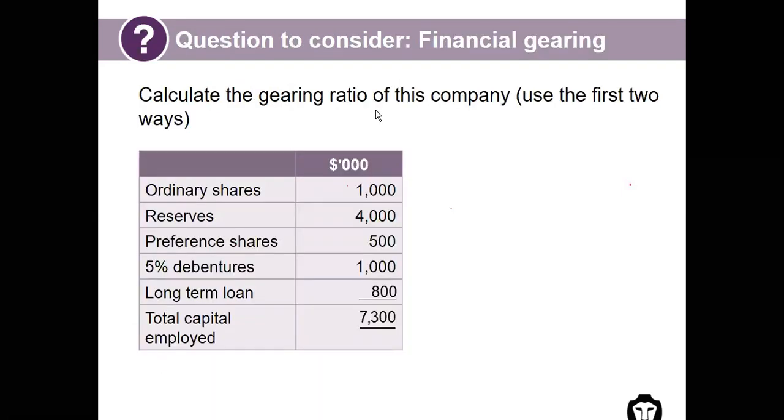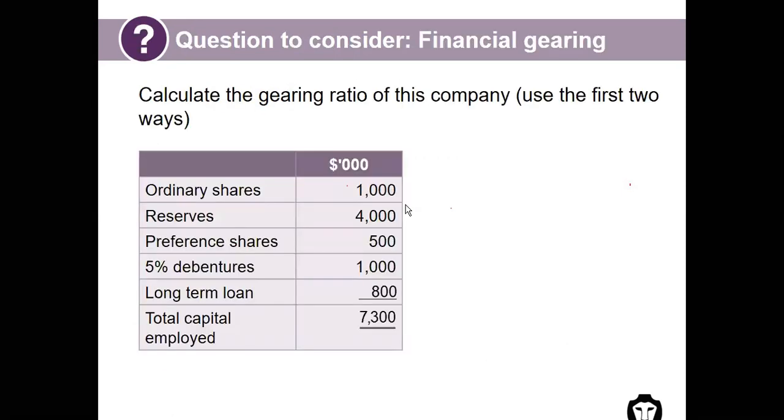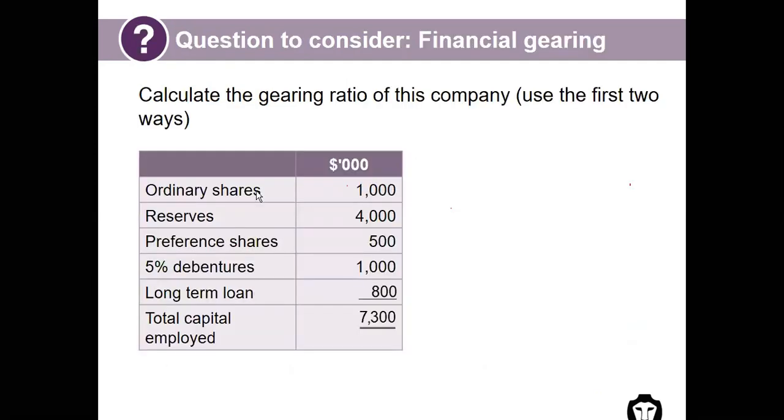Calculate the gearing ratio of this company. Use the first two ways, which means that you say debt over equity or debt over equity plus debt. The one and two. Here it is debt over equity. Here it is debt over debt plus equity. So you've got ordinary shares, this is equity. Reserves, equity. Preference share is debt. Debenture is debt. Long-term loan is debt. So these first two are equity and these three are the debt.